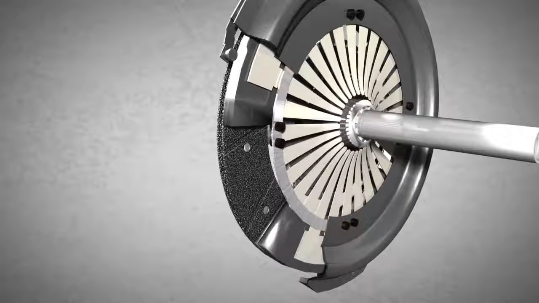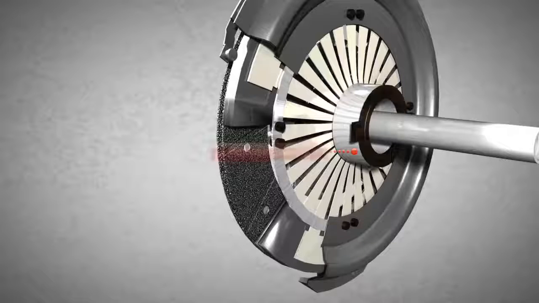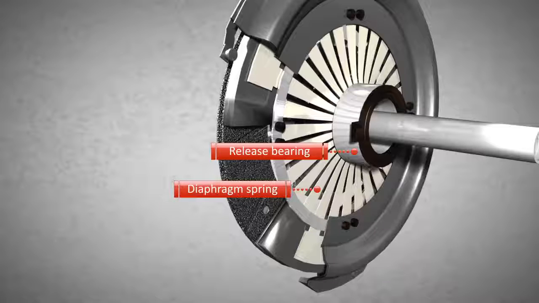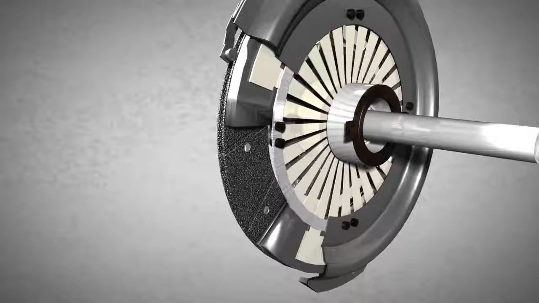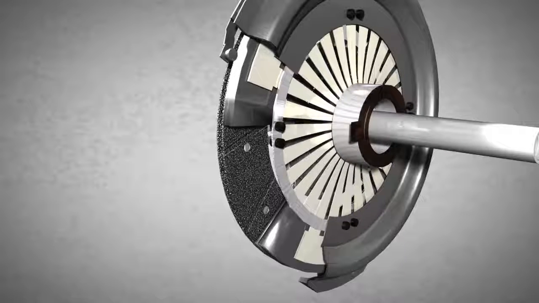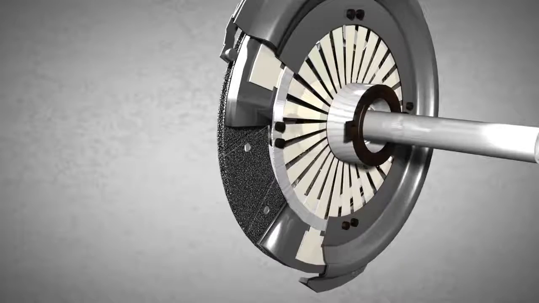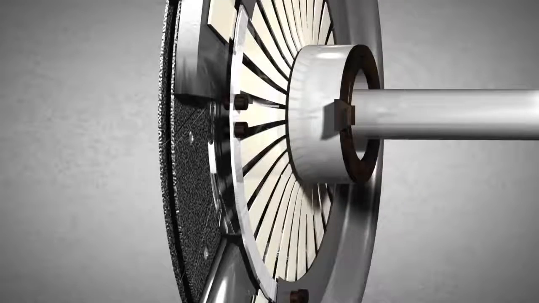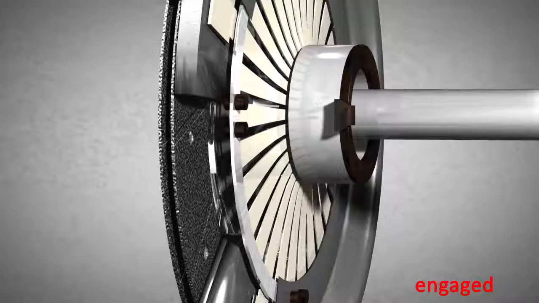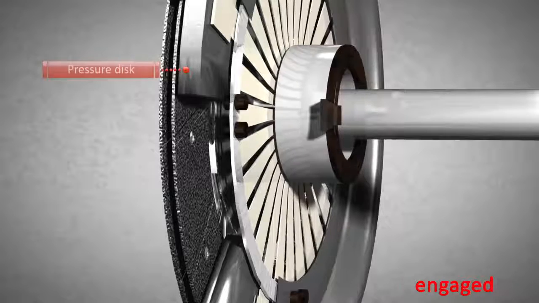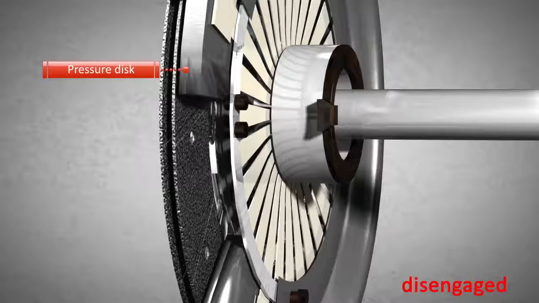A clutch release bearing is positioned in front of a diaphragm spring. When the release bearing is pushed into the spring, the inner portion of the spring is moved in the direction of the clutch disc, whereas the other portion of the spring is moved in the other direction. Consequently, the clutch is disengaged because the pressure disc is mounted in a flexible manner to the casing.